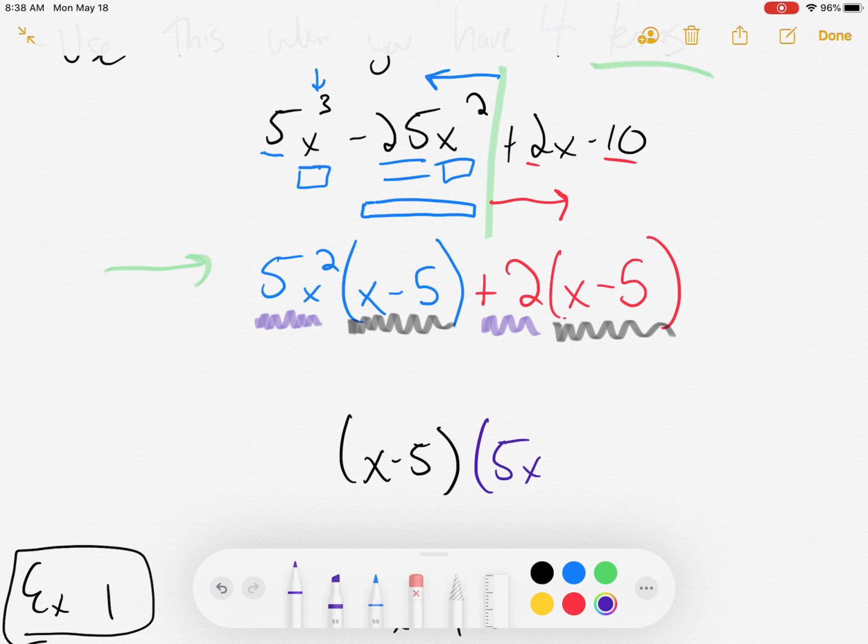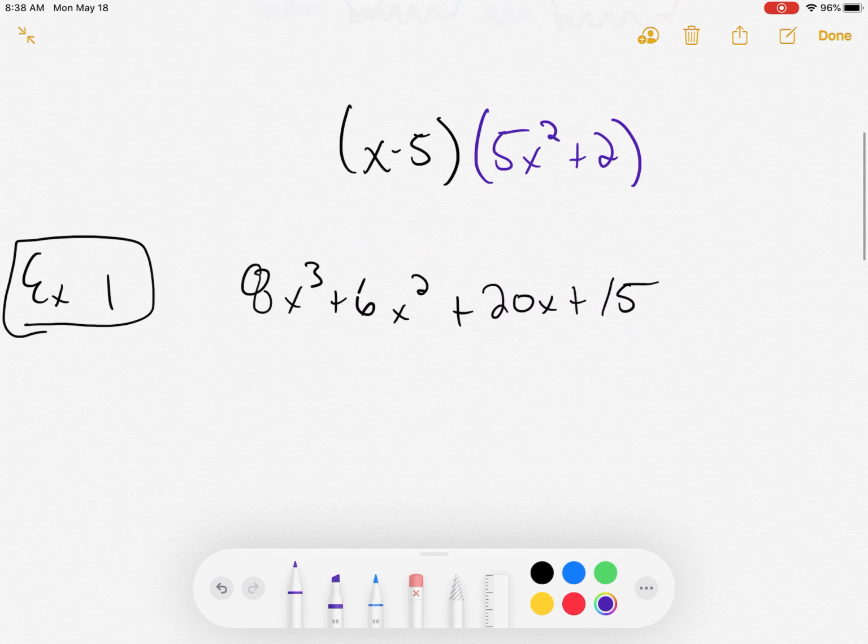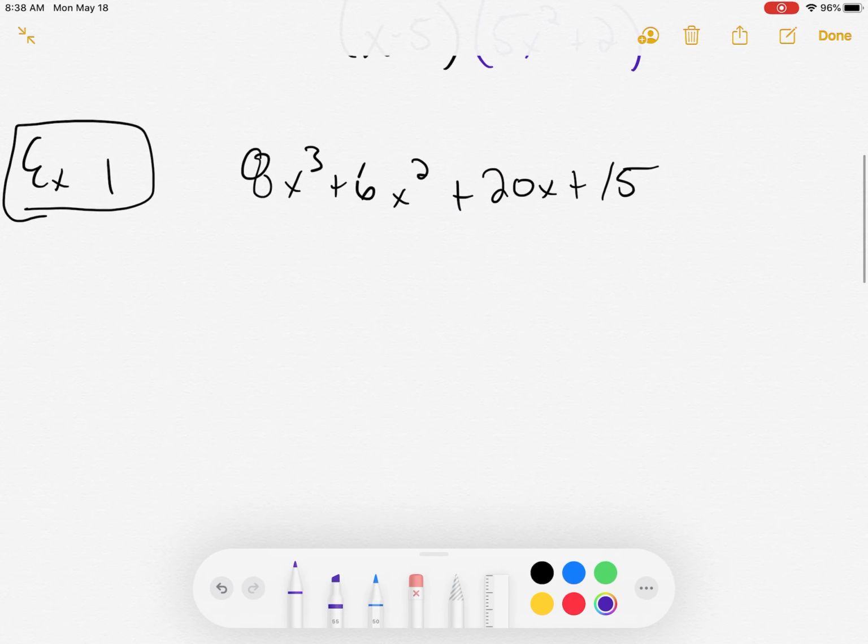Okay, so now my first term that I underlined in purple was 5x squared. The second term I underlined in purple was 2. X minus 5 times 5x squared plus 2 is your final answer. Okay, we just have 4 more examples like that to go through today.